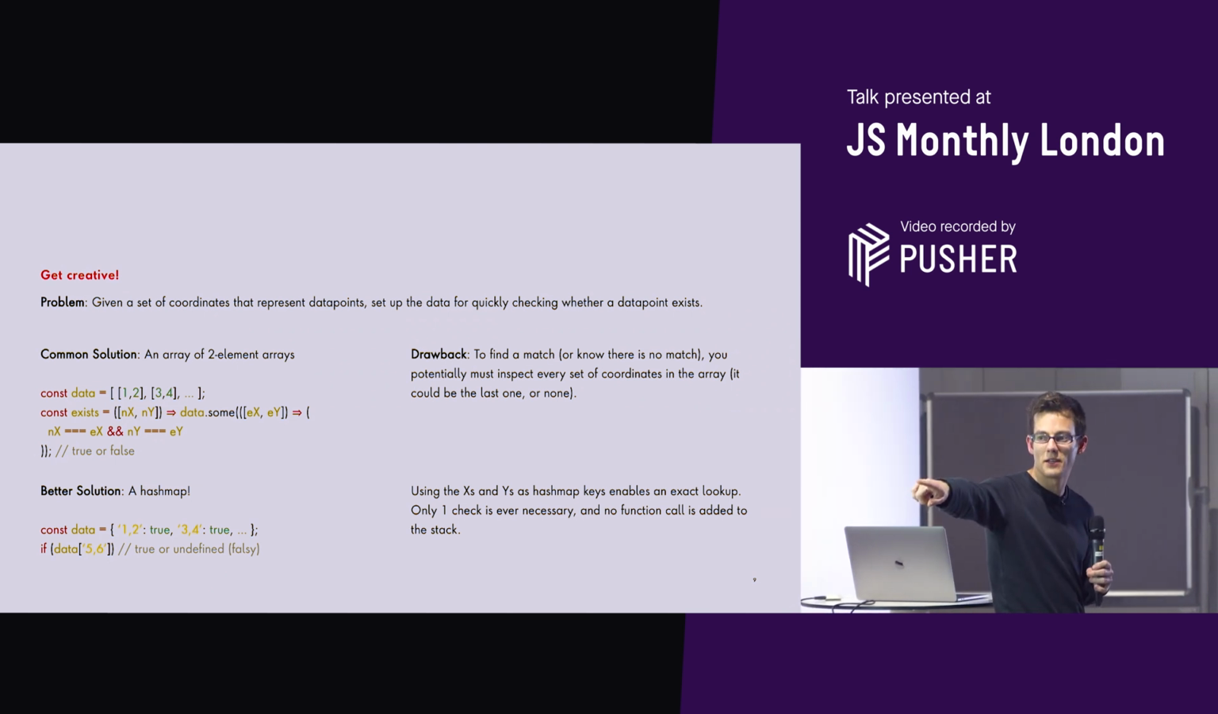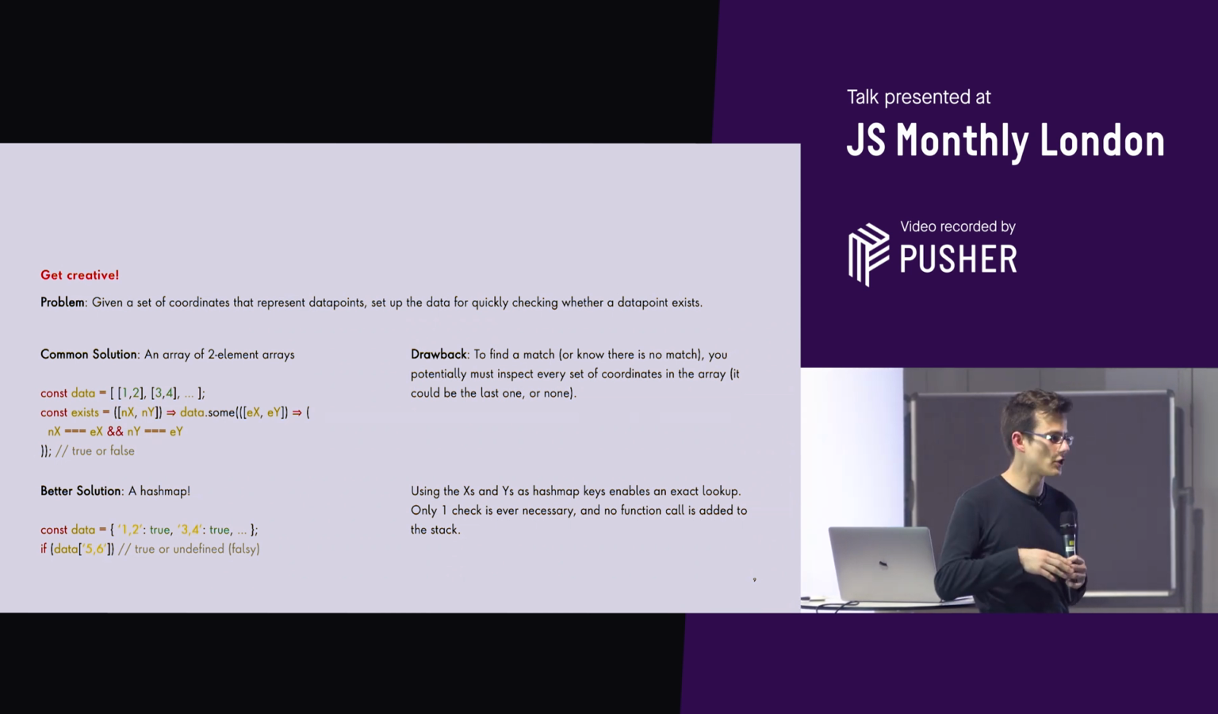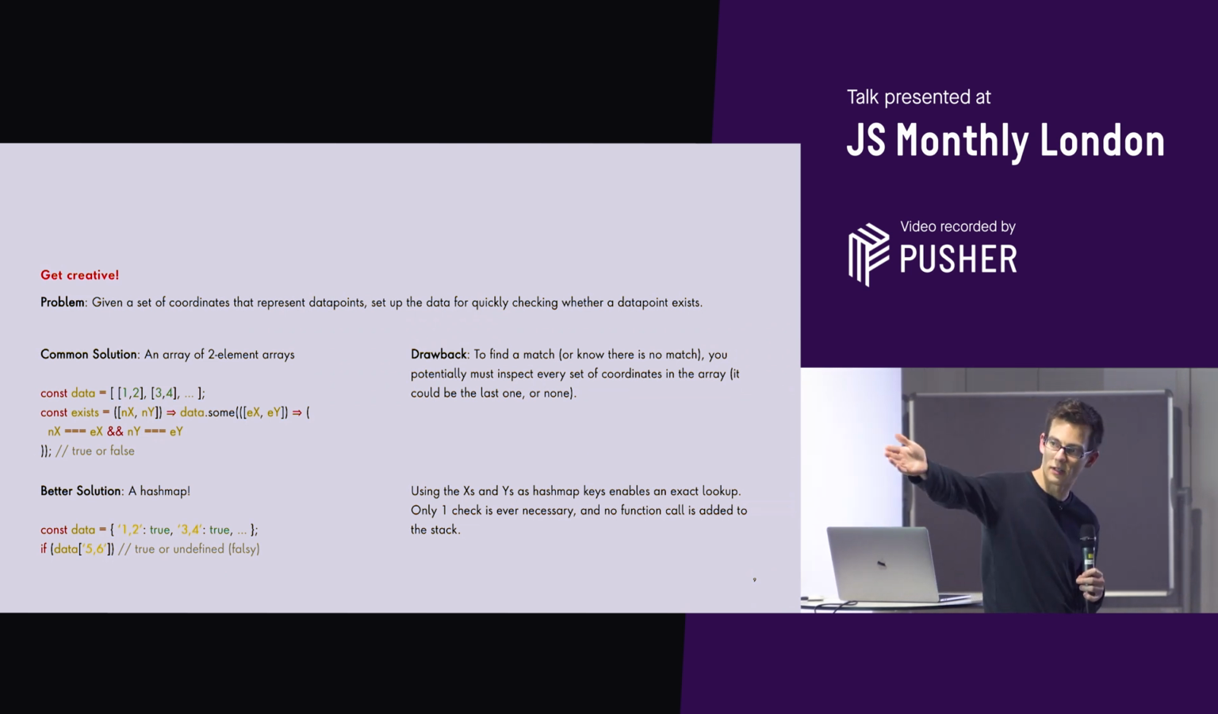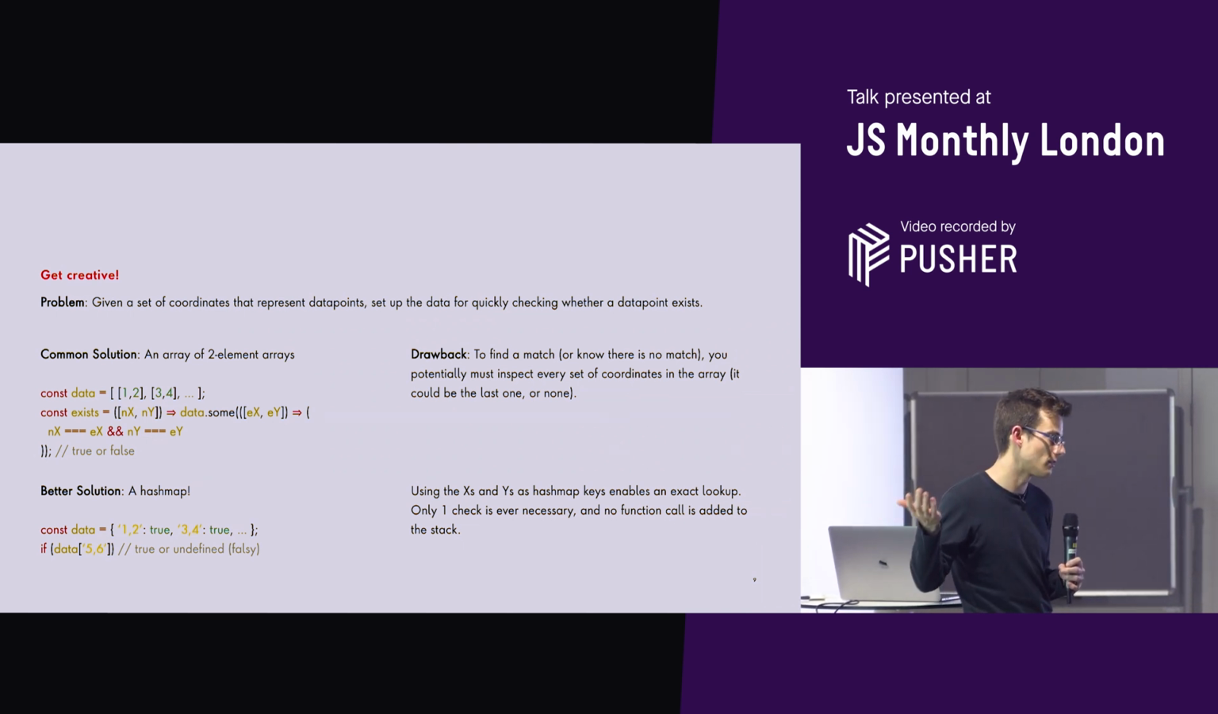And then when you go to look up whether something is present, you only ever have to do it once. You don't ever have to check anything that is not relevant to what you're looking for, contrary to the previous example where you have to check everything.